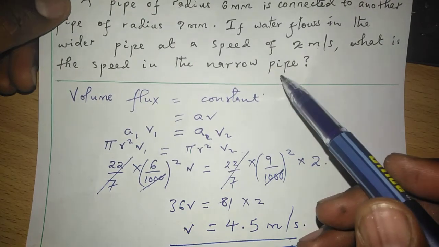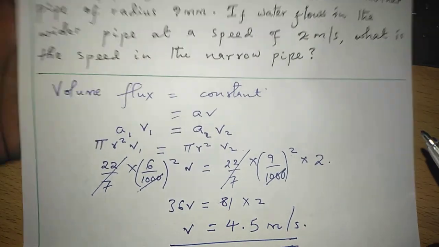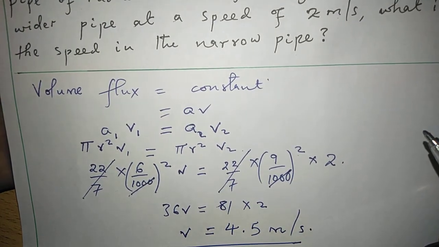It has to be greater than in the wider pipe. So that is how we calculate the question on volume flux.